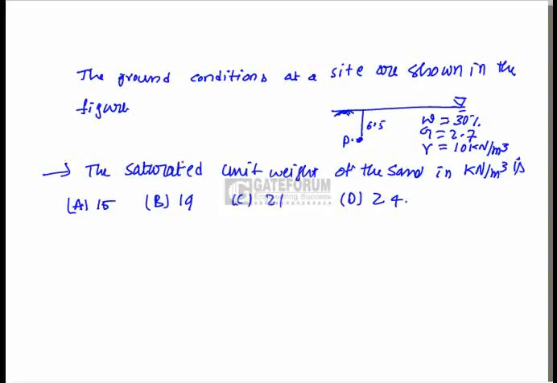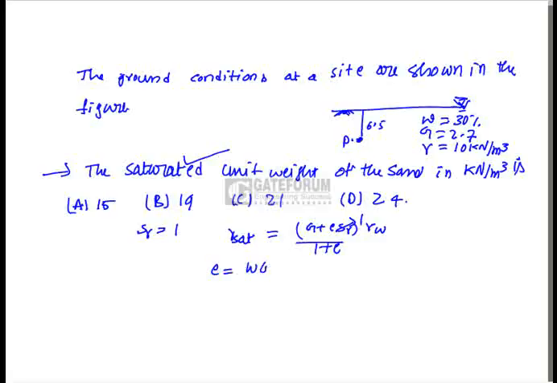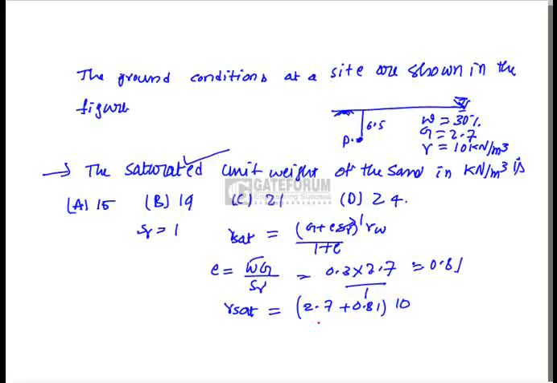In this problem, we have to find out the saturated unit weight of the sand. Because the water table is at the ground level, the degree of saturation is going to be 1. We know the formula for gamma saturated: (G plus e S_r) into gamma W by 1 plus e. As S_r is 1, the void ratio e is equal to Wg by S_r. W is water content, that is 0.3, into G is 2.7, that is equal to 0.81. By substituting 0.81 in gamma saturated, G is 2.7 plus 0.81 into 10 by 1 plus 0.81, that is equal to 19.39 kilonewton per cubic meter. Answer B is correct.